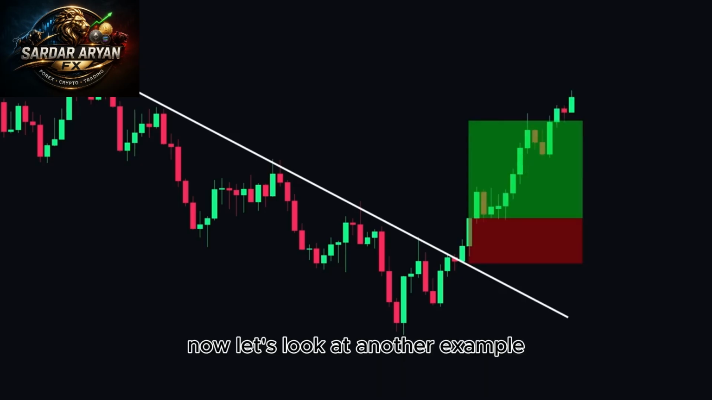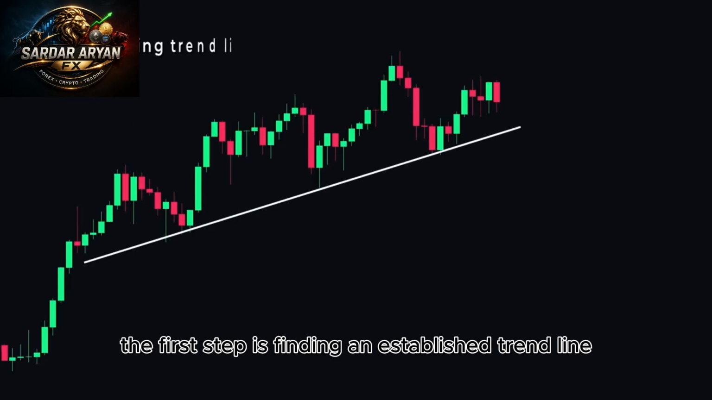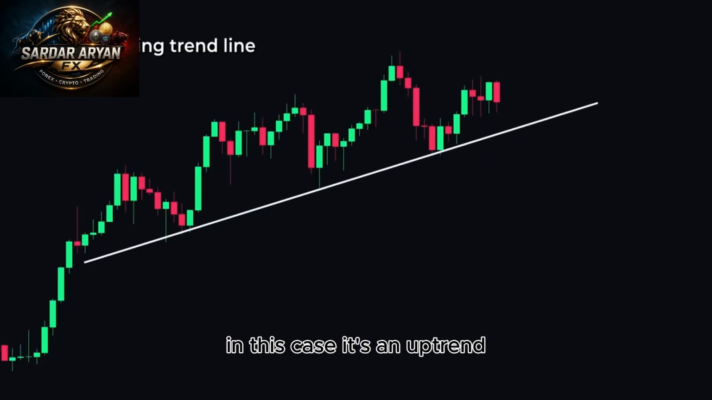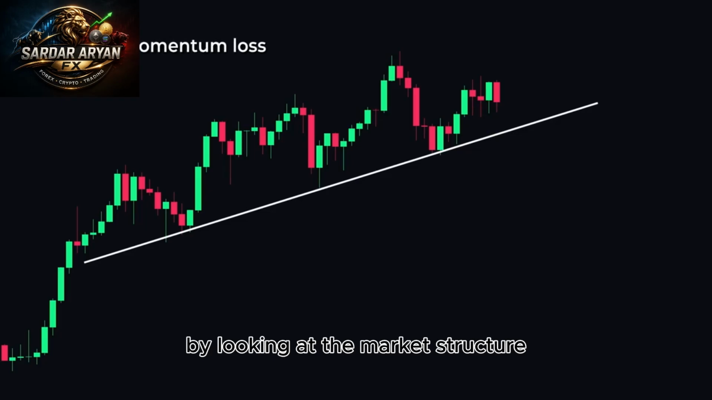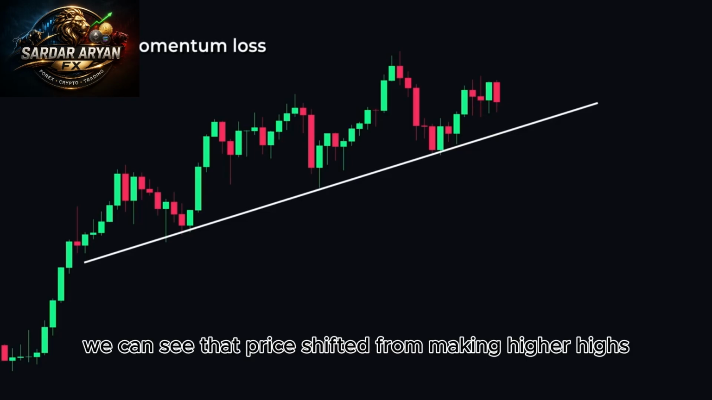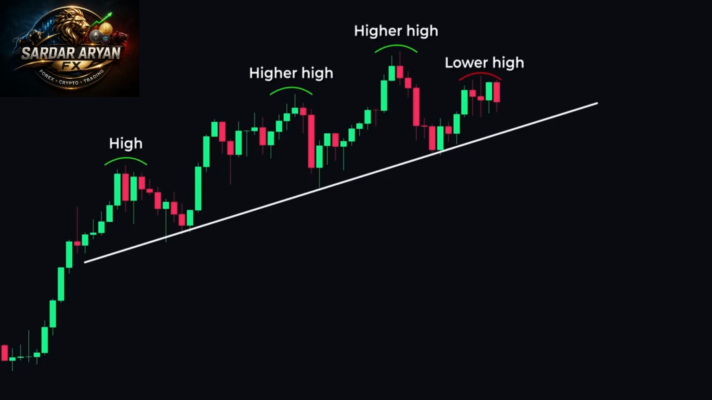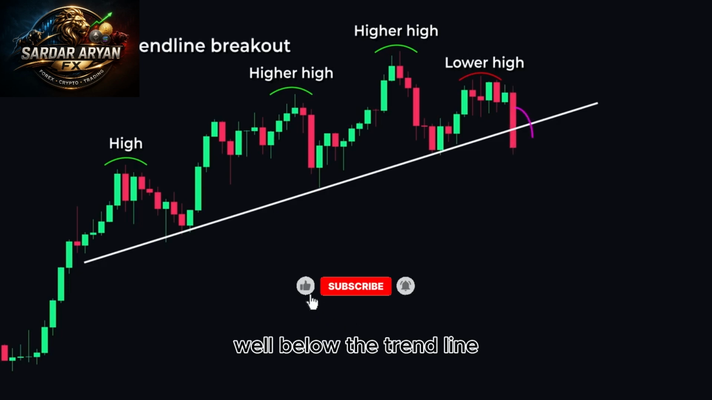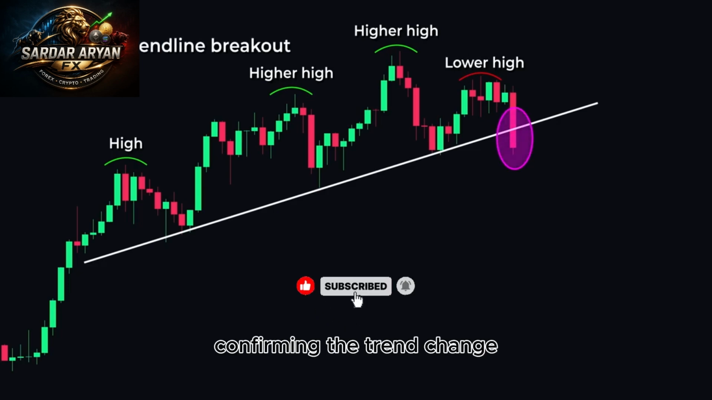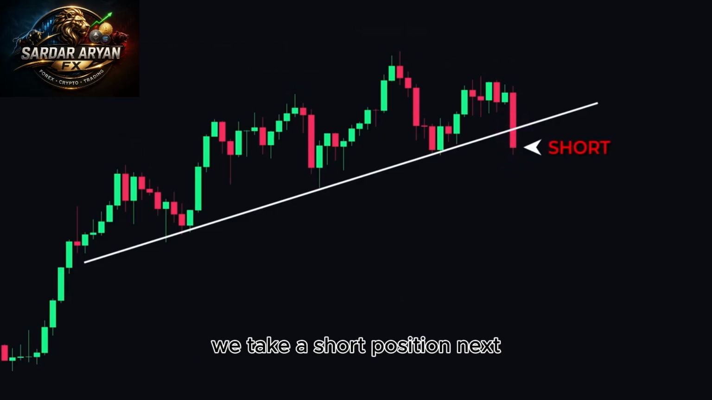Now, let's look at another example. Again, the first step is finding an established trend line. In this case, it's an uptrend, meaning we're looking for a trend change to a downtrend. Next, we identify momentum loss by looking at the market structure. And here we can see that price shifted from making higher highs to lower highs, signaling that this existing uptrend is getting weaker. Once this happens, we wait for the price to close well below the trend line, confirming the trend change. And because this is a bearish setup, we take a short position.